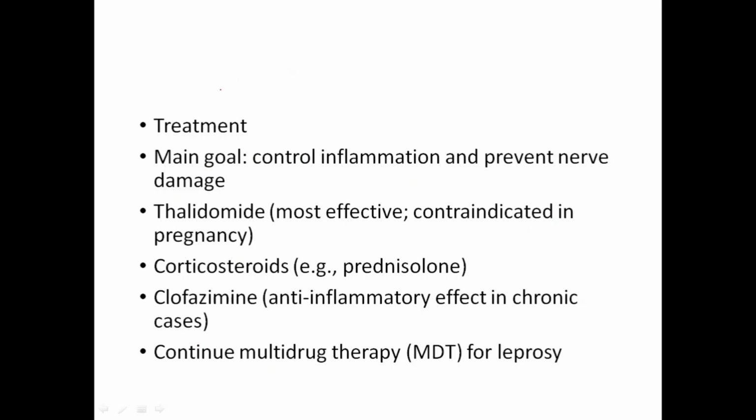So how do you treat this? The main goal of treatment is to control inflammation and prevent nerve damage. The drug used here is Thalidomide, and it is the most effective drug, and it is contraindicated in pregnant women. You know what Thalidomide does in pregnant women, the loss of limb in children. When pregnant women take it, they give birth to children without limbs most of the time.